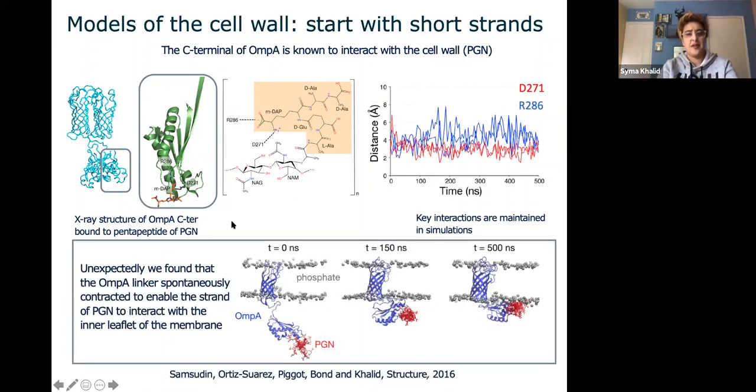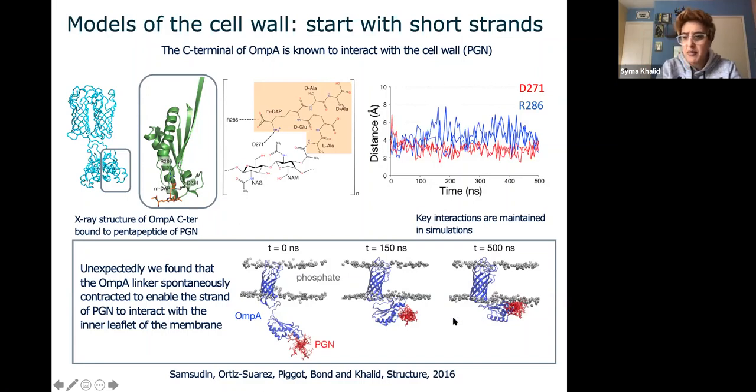Interestingly, we found that as we ran the simulations of the monomeric protein, after a while, the linker region of the protein contracted, and the C-terminal domain, which we know is bound to the cell wall, and remember the cell wall is a big sheet that covers all of the bacterium, this small portion of the cell wall that we had was being lifted up such that it was interacting with the lipid head groups of the membrane. That's just puzzling because we wouldn't expect this to happen.